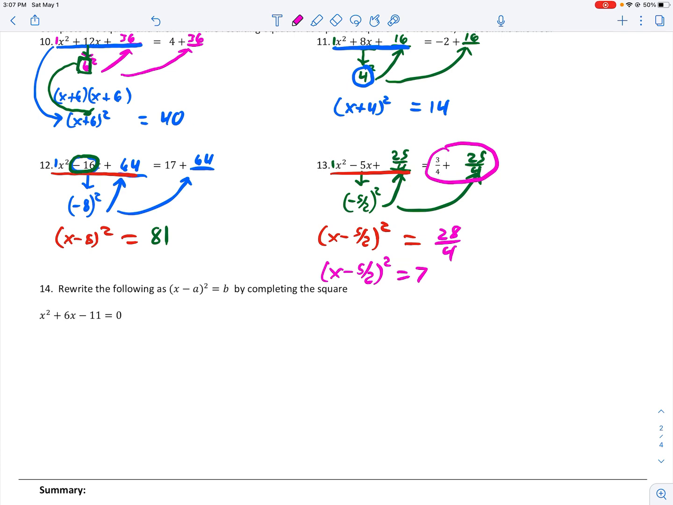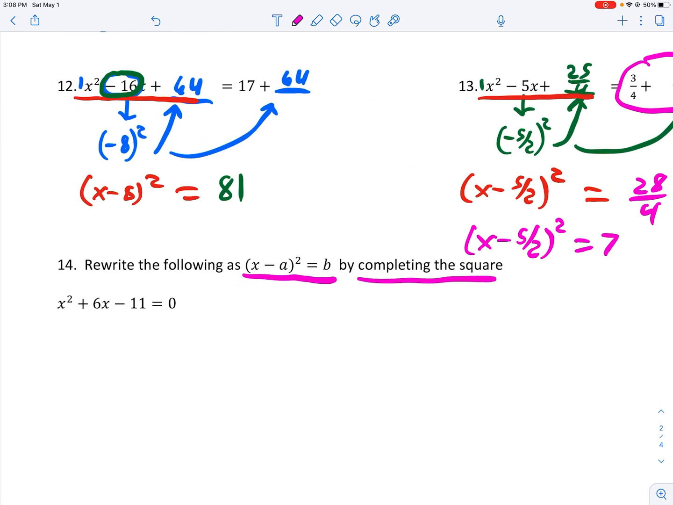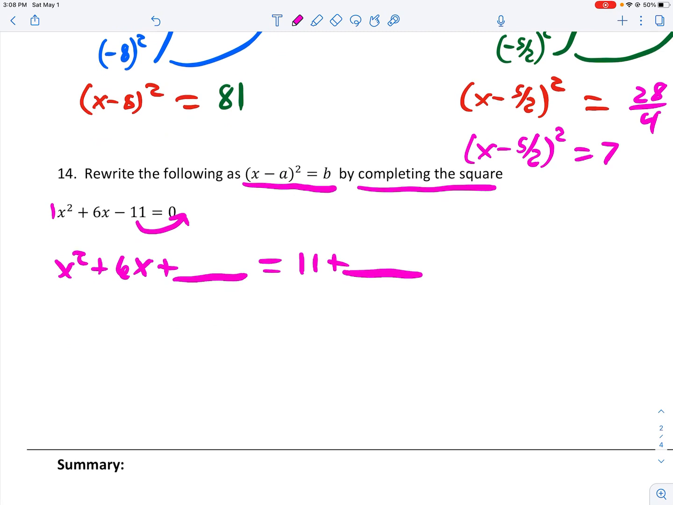Okay, rewrite the following as x minus a squared equals b by completing the square. So 14 looks different than the last 4. Right? It does have 1x squared, and it does have a b term, but now the constant is on the wrong side. So I'm going to move the constant over. So I want this to look just like the last few problems that we have done. Notice how as I write this, I always leave space on both sides. That's just a reminder that I need to add the same number to both sides. It's a filler. I want to make sure that's completely filled in so I don't forget anything.